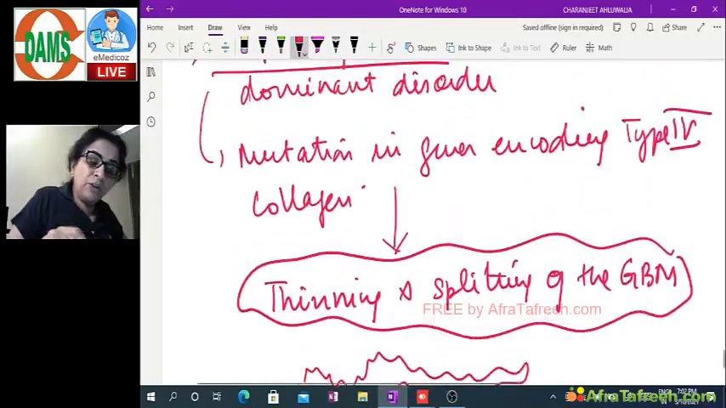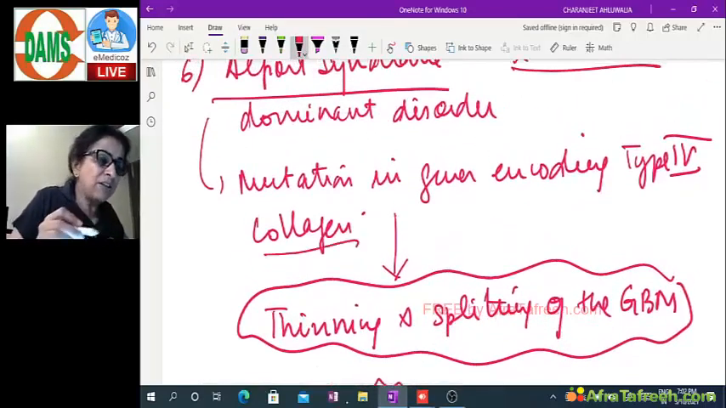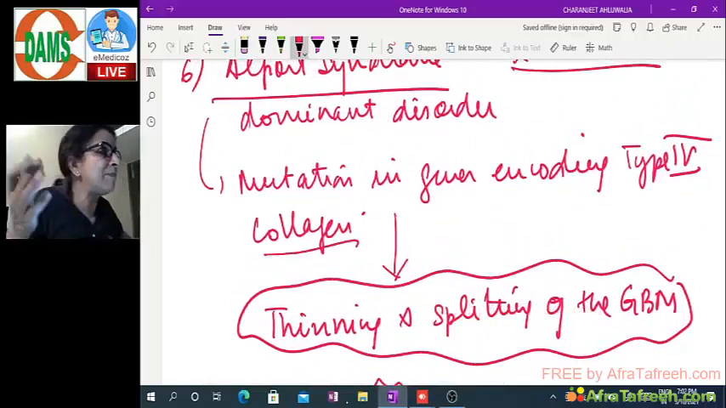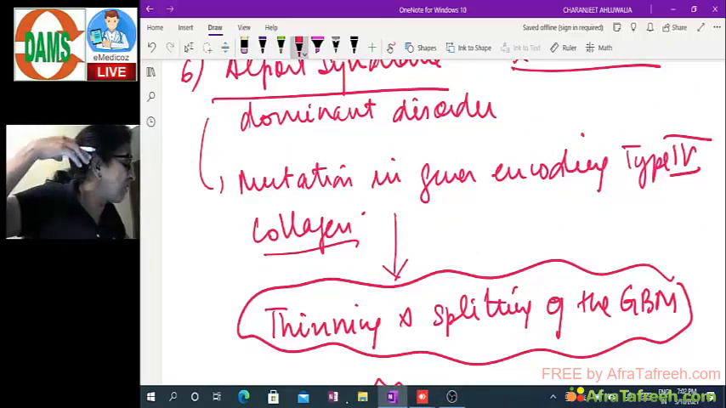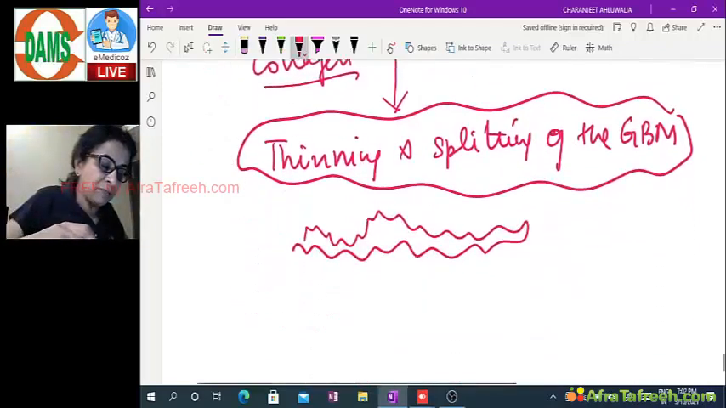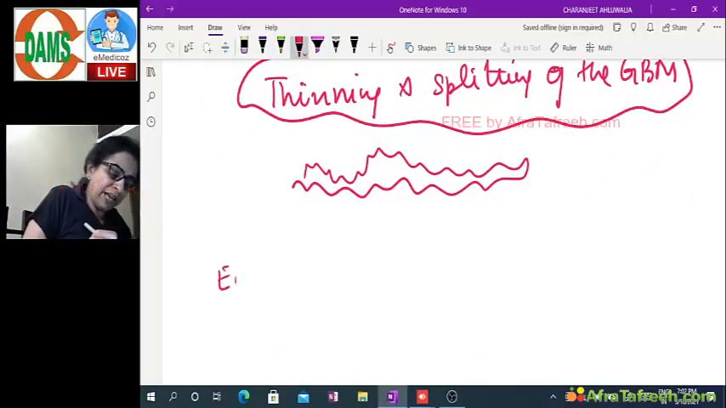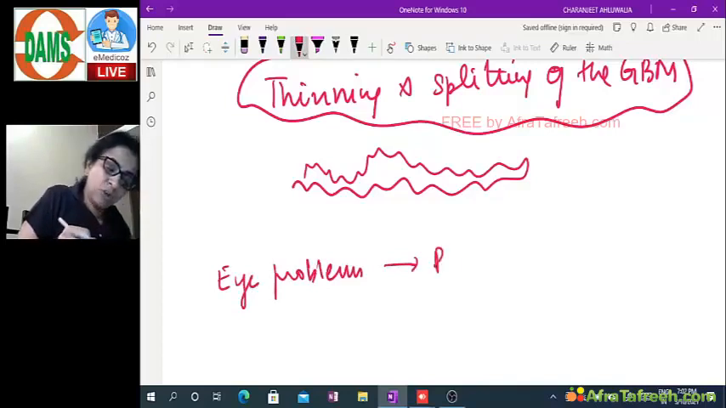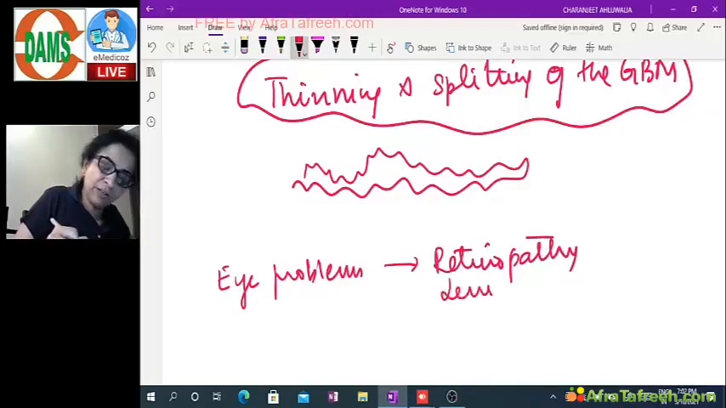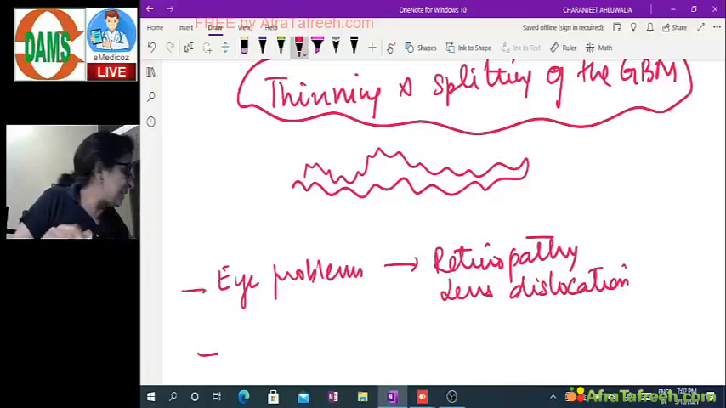Okay, now you know there is mutation in the gene encoding type 4 collagen. Type 4 collagen is found in the basement membranes. Kidney has basement membrane, lung has basement membrane. Type 4 collagen is found in numerous other places. So now these people not only have kidney involvement, they have multiple involvement. So now number 1, what are the features? Number 1, they have eye problems. What is in the eye problem? These children get retinopathy. They have retinopathy and they have lens dislocation.